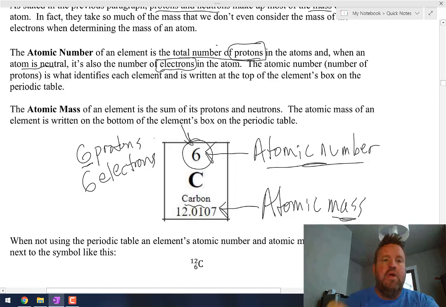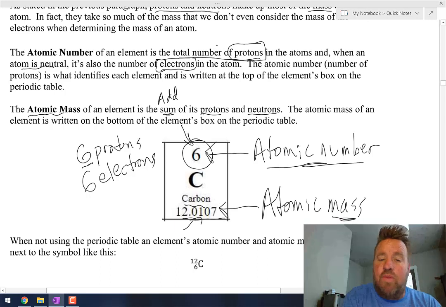Okay, now the atomic mass is this number here on the bottom. And that number, when you round it to the nearest whole number, is the sum, and sum means add, so the sum of the protons and the neutrons put together. Okay, and it is the number on the bottom on the periodic table here. Okay, so in this case, we round that to the nearest whole number.